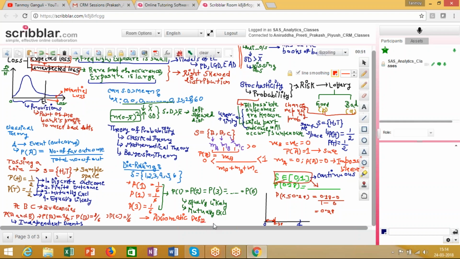The axiomatic definition becomes useful when I want to know whether two events are likely to occur together. Is it possible that two borrowers A and B default together, or two groups of borrowers default together, where the probability of group A to default is this and the probability of B to default is this? If we are looking at that kind of a problem, that is where this axiomatic definition becomes handy.